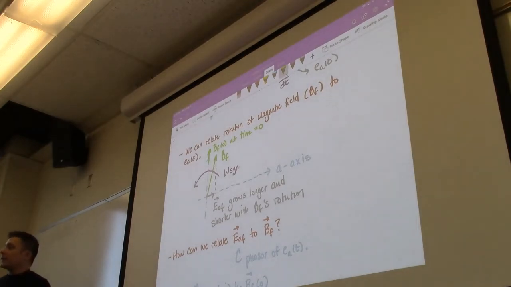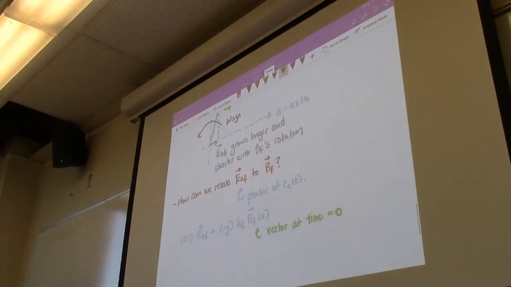Where we set time equals 0 is arbitrary, we can set it wherever we want, but we're going to do it in such a way that it makes our math work out. So for our purposes, that's the reference position of the magnetic field. BF of 0 is standing straight up, and it's perpendicular to the A-axis.